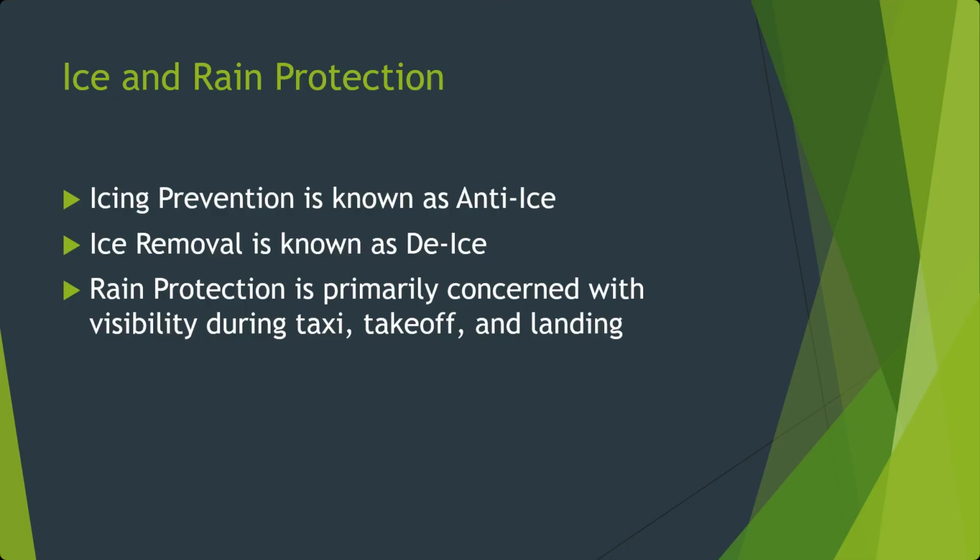When we're looking at ice protection, it's generally broken down into two things: ice prevention, known as anti-ice, or if we're removing ice, then we call it de-ice. And then rain protection is its own thing and has limited times when we apply it, because in most phases of flight, being able to see out the windows isn't as important as keeping instrumentation operating properly. So rain protection is primarily concerned with crew visibility during taxi, takeoff, and landing, but not so much in the cruise phase of flight.